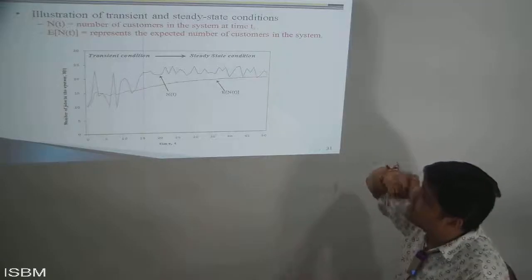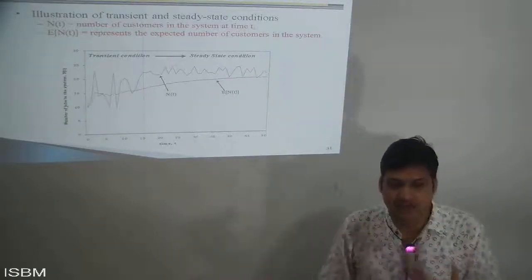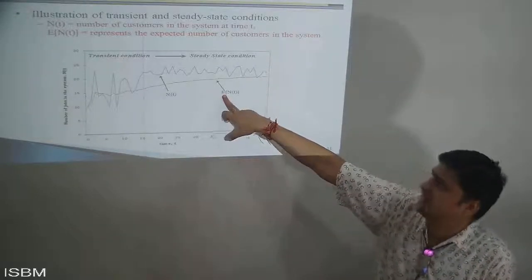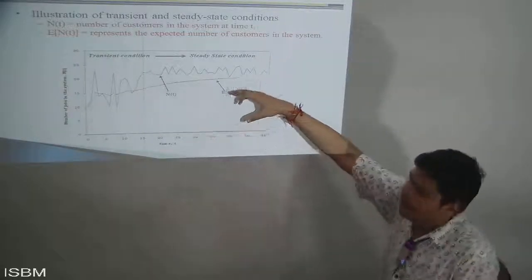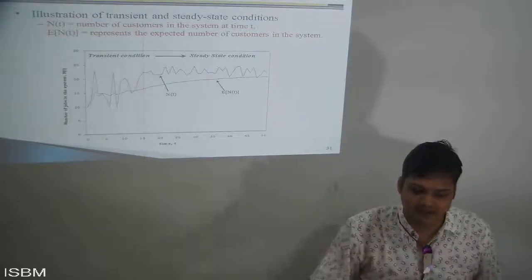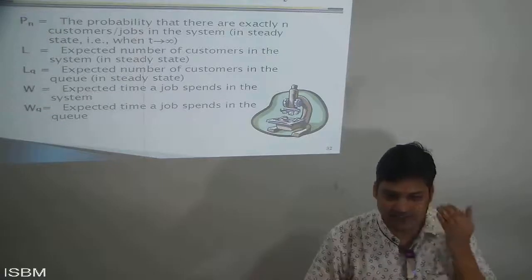E[N(t)] represents the expected number of customers. It is an expectation. E[N(t)] is nothing but E, so just keep in mind E stands for expectation. So the expected number of customers may go up, may go down, may go flat. It is expected.